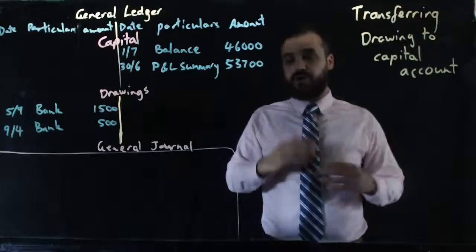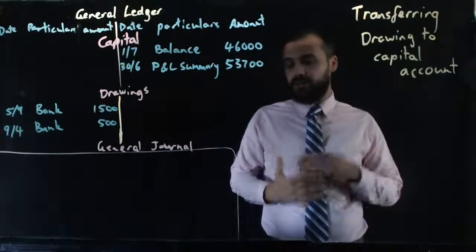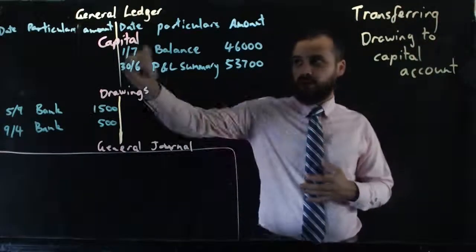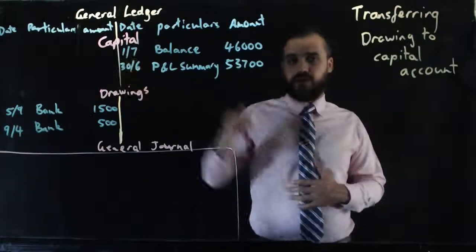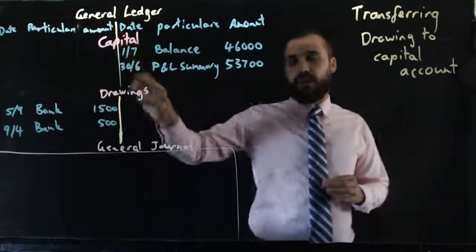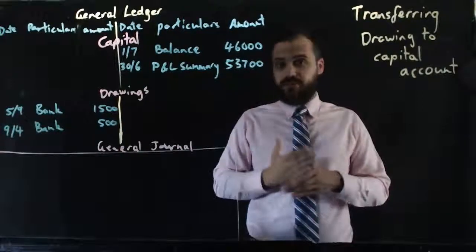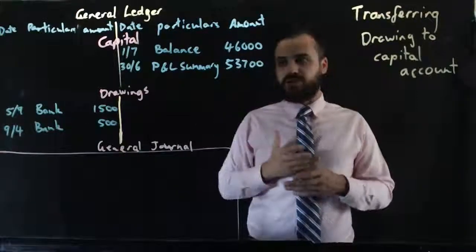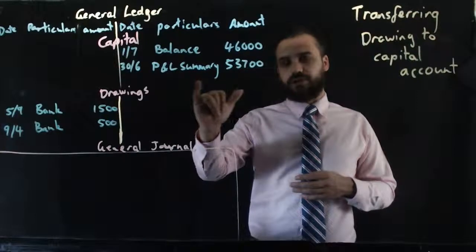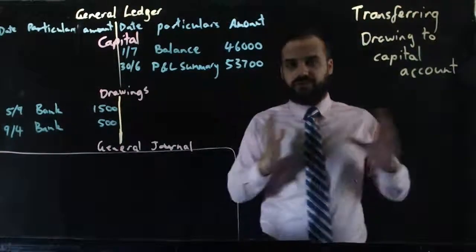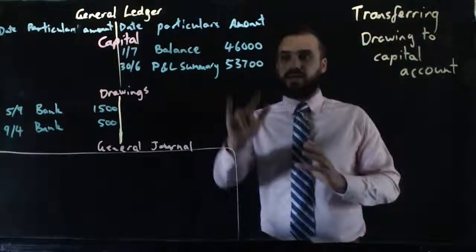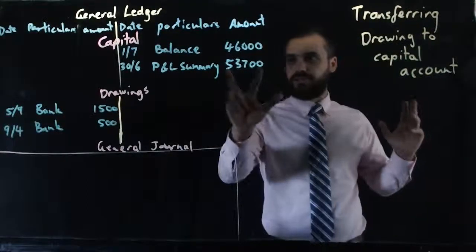Now, no other money was injected by the business owner over the course of that year. The only other thing that happened to the capital account was on the 30th of June, when someone closed down the profit and loss summary and transferred the profit and loss summary account to the capital account.